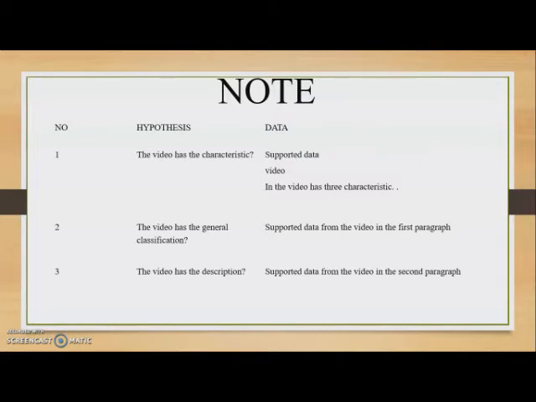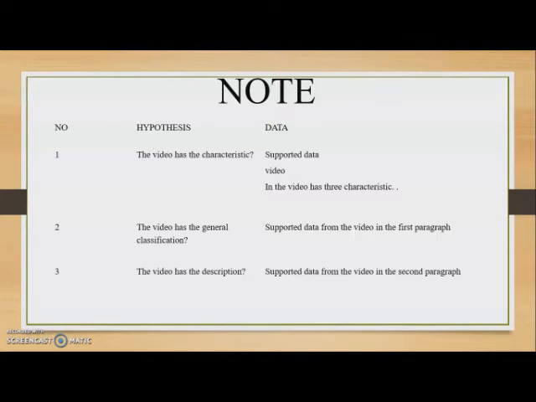The first topic is about hypothesis and the second is about data. The first hypothesis is the video has characteristics, and in the data you can write the supported data from the video: the video has 3 characteristics. The second hypothesis is the video has a general classification, and in the data you can write the supported data from the video: in the first paragraph.